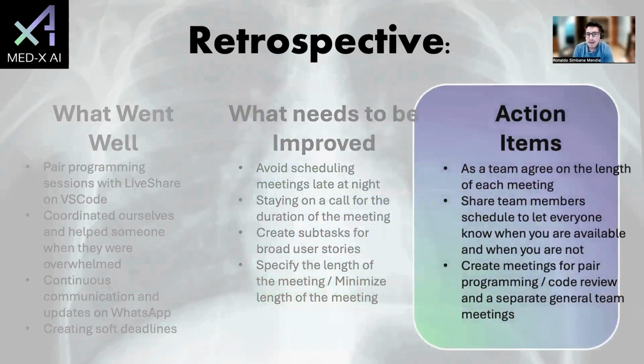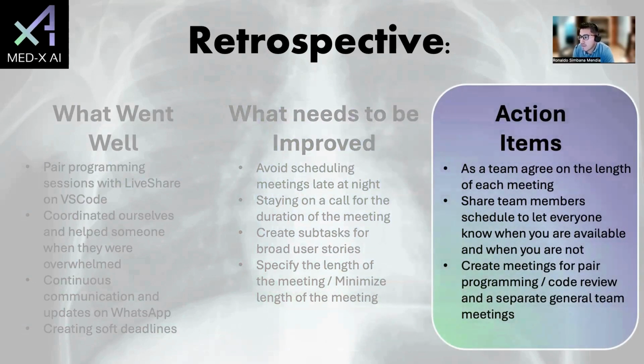And then some of the action items are 3. As a team, agree on the length of each meeting. Share team members' schedules to let everyone know when you're available and when you're not, and create meetings for pair programming and code review separate from the general meeting.